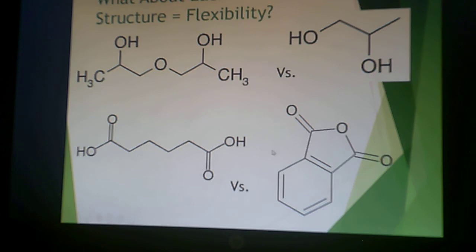Moving on, if I wanted to make it more flexible by changing my diacid, which one of these would I use? Let's see here. Maybe one with a big long alkyl chain in the middle and does not have this rigid ring structure present in it. So this one for more flexibility in that case.